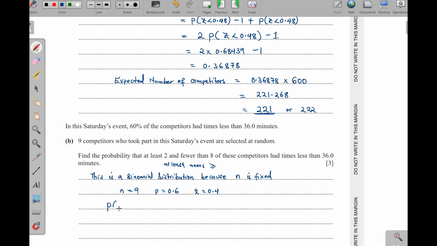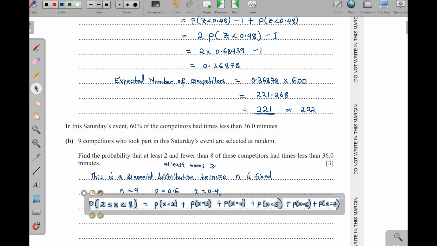Now, we are finding the probability of x. We have 2 less than or equal to x, then less than what? 8. So this one is going to give us probability of x is equal to 2, then probability of x is equal to 3, probability of x is equal to 4, probability of x is equal to 5, then 6, then 7. So all of these ones, we are supposed to get them and then we add them.